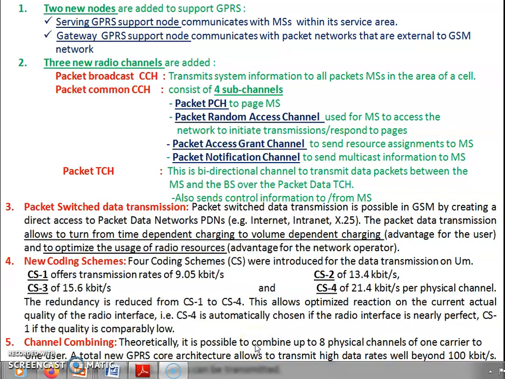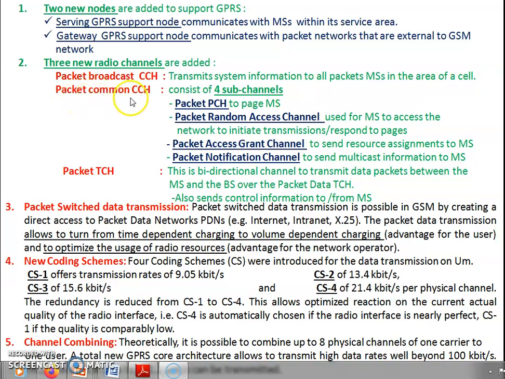It has three new radio channels added to it. The first one is the packet broadcast channel, which transmits system information to all packet MS in the area of a cell.